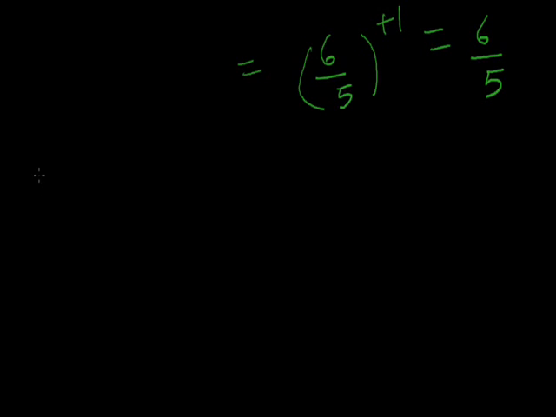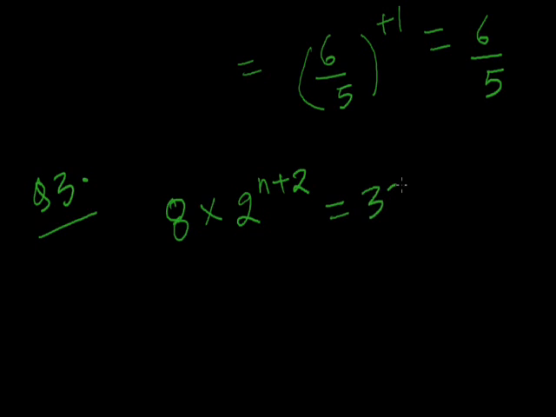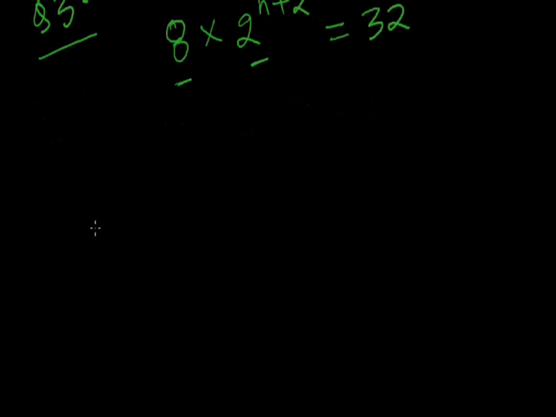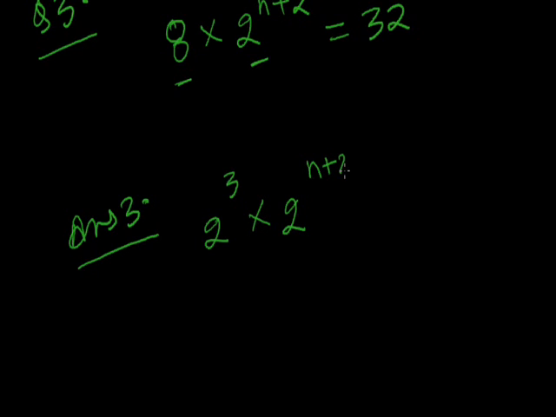Question number 3 is 8 multiplied by 2 raised to the power n plus 2 is equal to 32. Now to start this type of problem, first of all check that 8 into 2. Now this 8 can be written as 2 raised to the power 3 multiplied by 2 raised to the power n plus 2 is equal to 32.